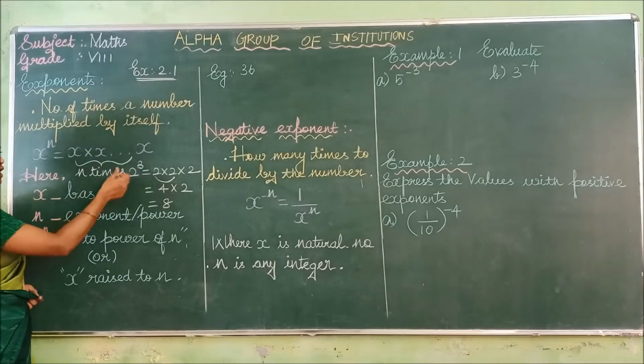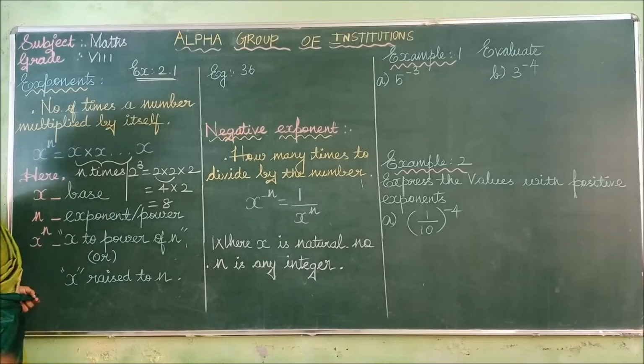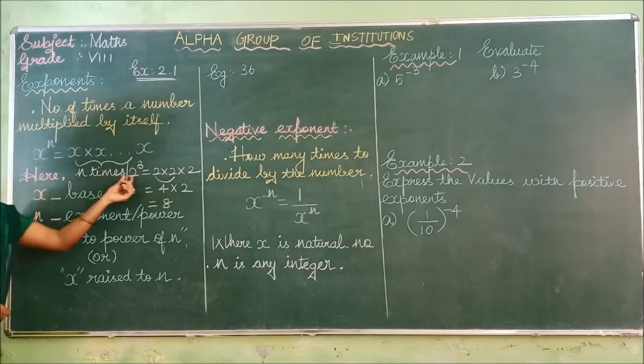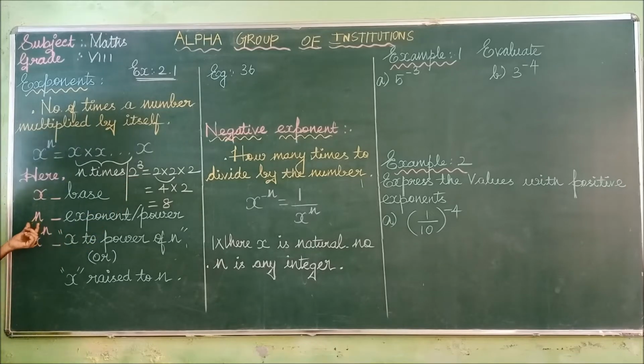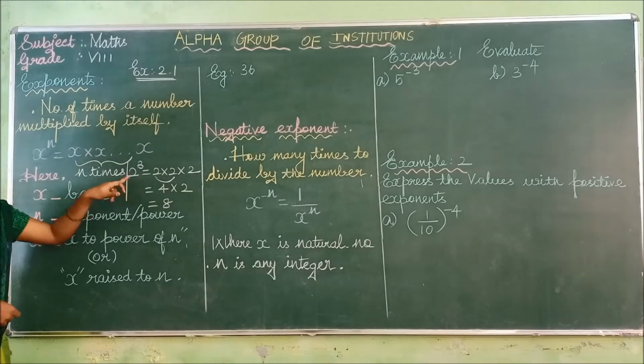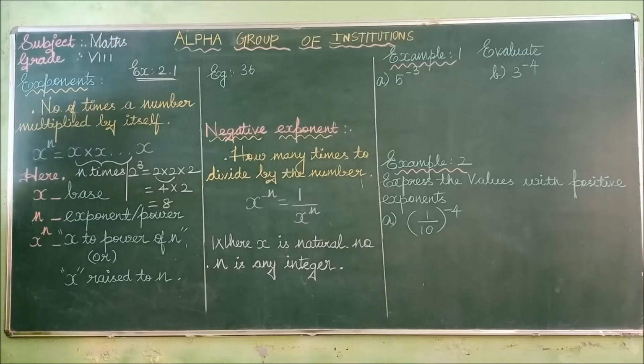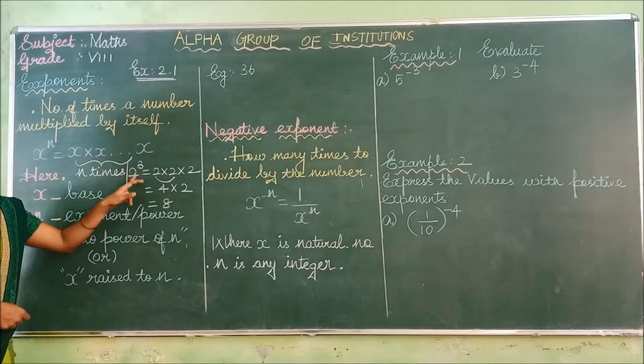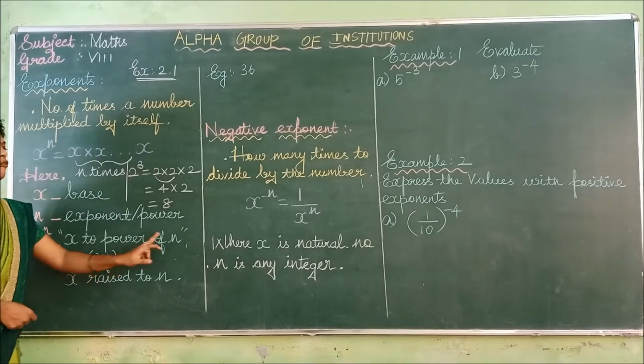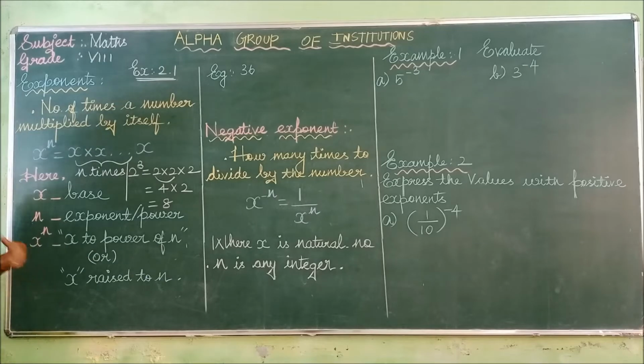For example, take 2 power 3. Here what is the base? The base is 2. And what is the exponent or power? The exponent is 3. So listen carefully: in this problem, this 2 is called the base, and this 3 is called the exponent or power. So x power n is x to the power of n. 2 power 3 is 2 to the power of 3, otherwise 2 raised to 3.